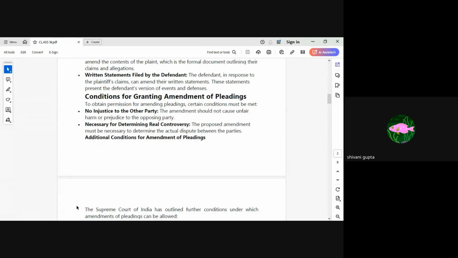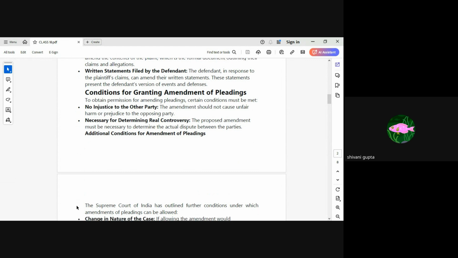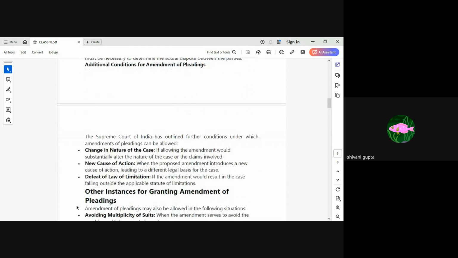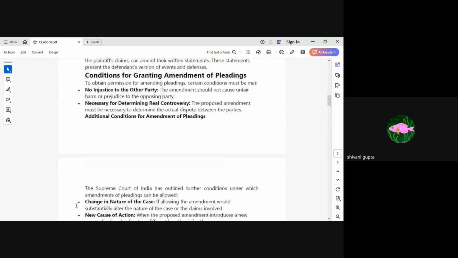If the amendment is granted, then no injustice is caused to the other party, and there is a necessity for determination of the real controversy. There may also be a change in the nature of the case, a new cause of action, or a defeat of the law of limitation. These are the conditions for granting amendments to the pleading.